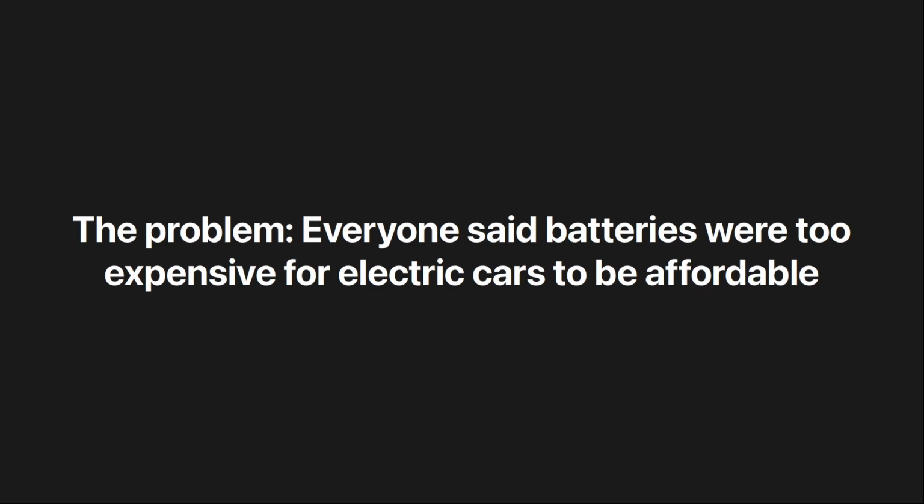So the problem was, everyone said batteries were too expensive for electric cars to be affordable. Most car companies said batteries cost $600 per kilowatt hour, and that's just the market price. They said, right? And they accepted it as a given. They were reasoning by analogy, okay? So we can reason using two frameworks, as I like to call them. We can either reason using analogy or we can reason using first principles.